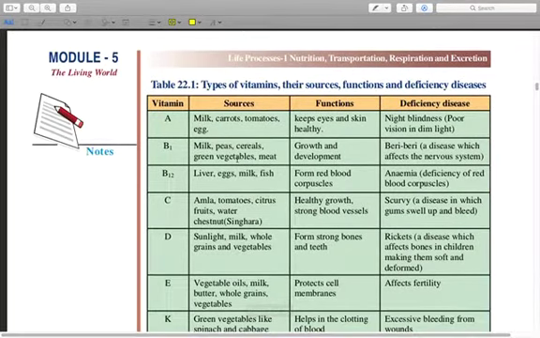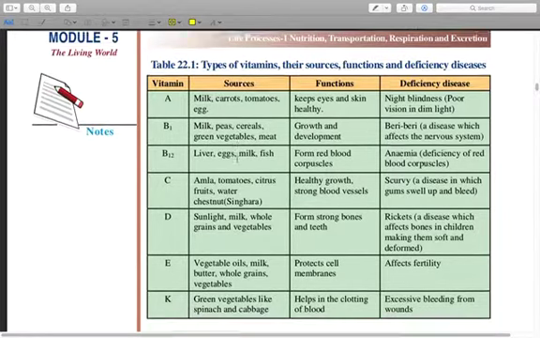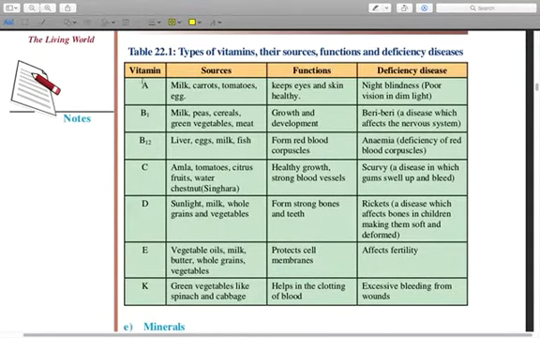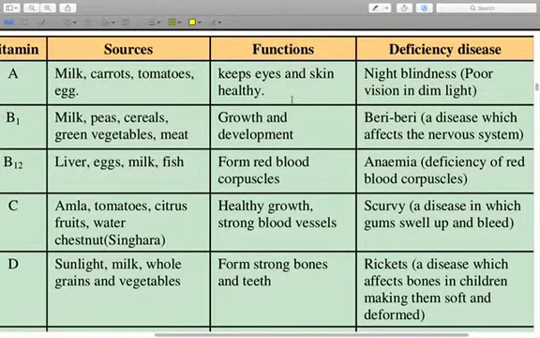Okay. And types of vitamins, their sources, where we get them, their functions, and deficiency diseases. That is, if they are not present in proper amount in our body, then there will be some diseases. So that is the table they have given here. If we talk about vitamin A, the main sources are milk, carrots, tomatoes, egg. The function is to keep eyes and skin healthy. That's the main function of vitamin A.